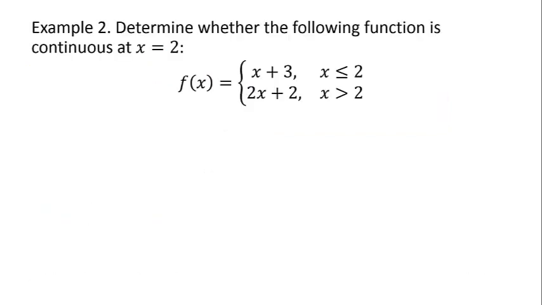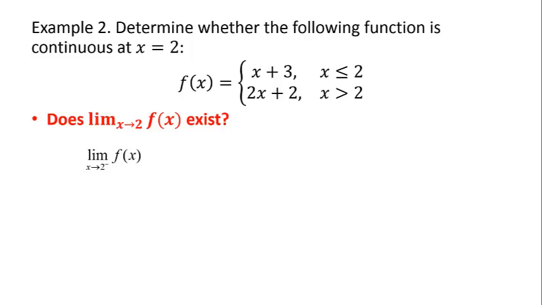For our second example, we want to determine whether the given piecewise function is continuous at x equals 2. f is defined to be the line x plus 3 for values of x which are less than or equal to 2, and 2x plus 2 for values of x which are greater than 2. Appealing to our definition of continuity, we must first check whether the limit exists when x approaches 2.